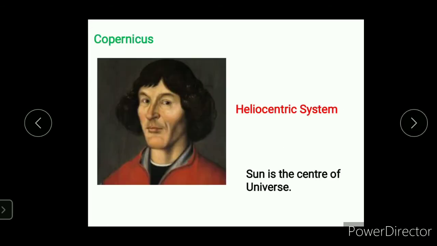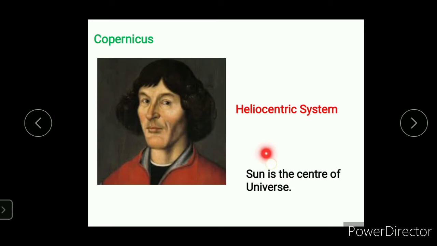about 500 years ago, another scientist came with a new theory. His name is Nicholas Copernicus. He proposed another theory called the heliocentric theory. In the Greek language, helio means sun.